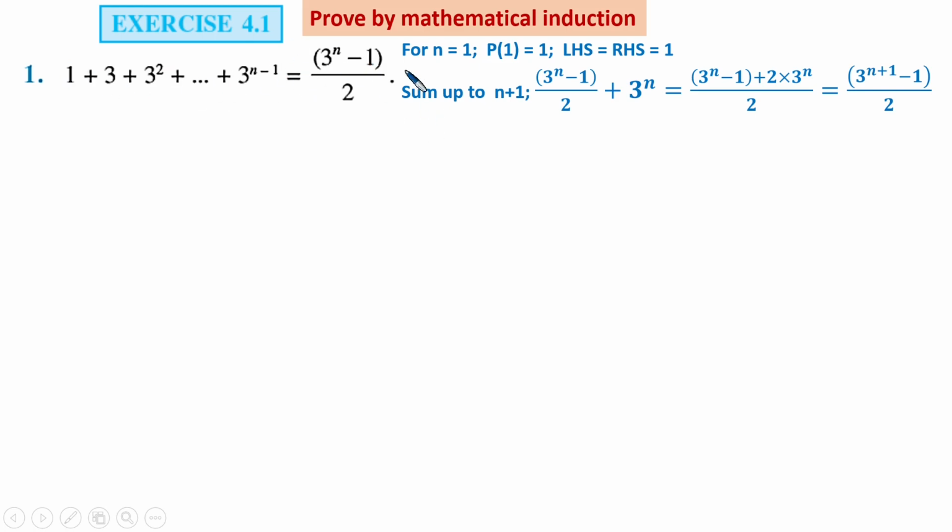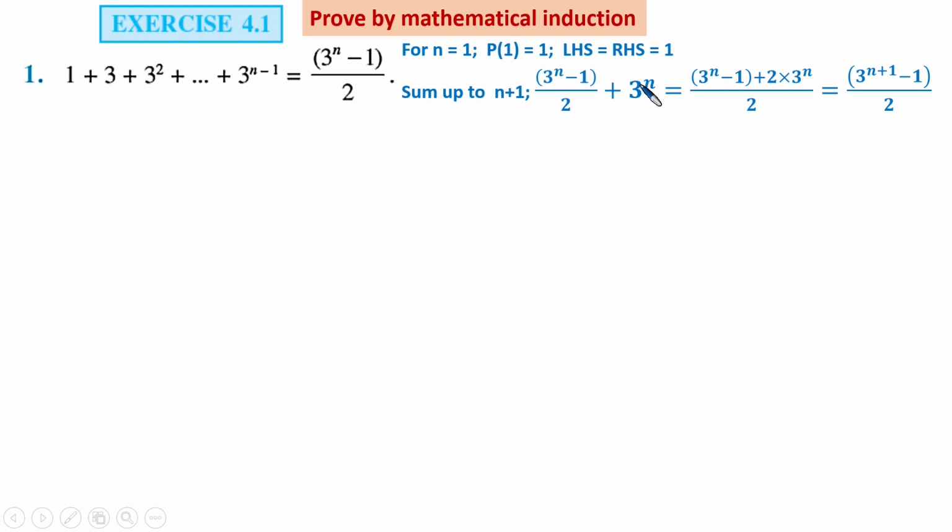And for n, of course, the given formula is valid. Now for n plus 1, I write 3 to the power n plus 1, minus 1, by 2. I should get that. So how do I get that? n plus 1 means this, and here this is 3 to the power n plus 1. So n plus 1 minus 1 will get cancelled, and you'll have 3 to the power n. So plus 3 to the power n I added here, and up to here the summation is this.